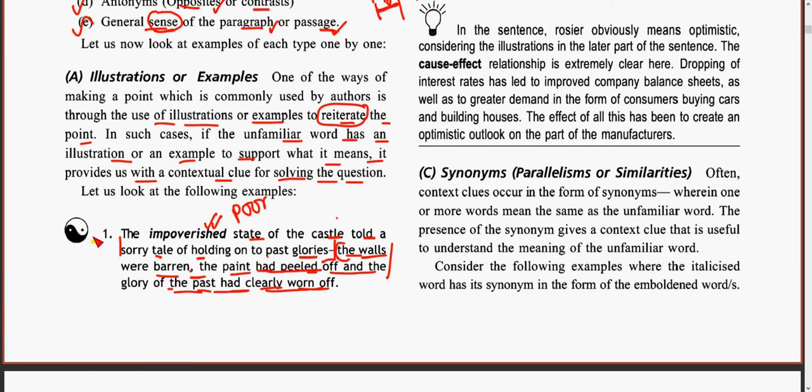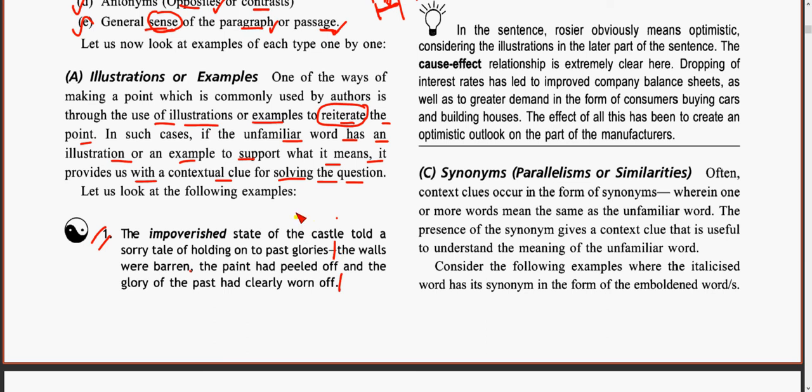See this example: the impoverished state of the castle told a sorry tale of holding on to past glories. Now this meaning we don't know. What is impoverished? Suppose we don't know what impoverished means. What you will have to do is find out the meaning of this impoverished. How will you find out? Read the whole sentence, grab the whole idea by reading the complete sentence. Up to here we haven't understood what is the meaning of impoverished, right? So the trick is, you will have to read the latter part of the sentence.